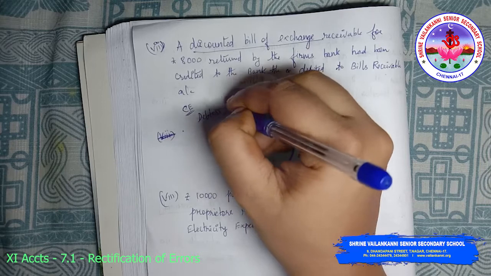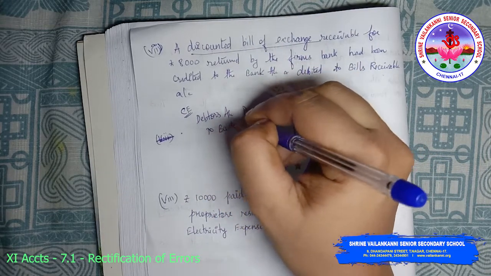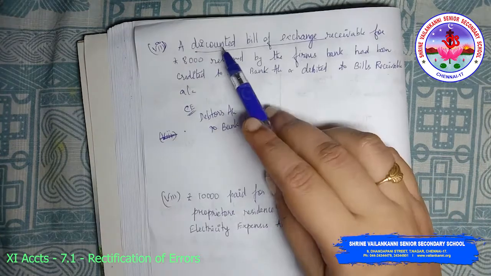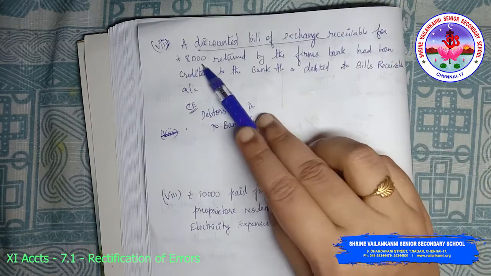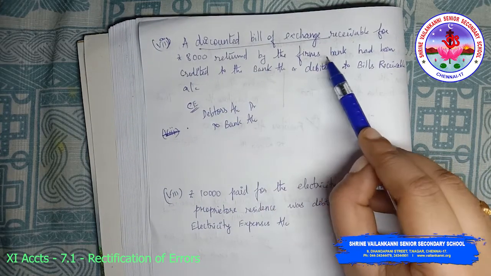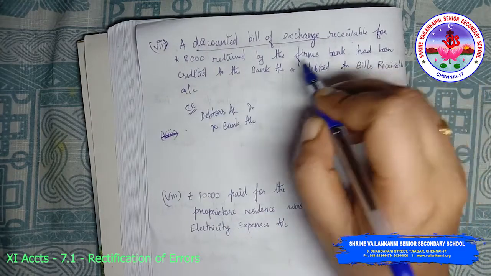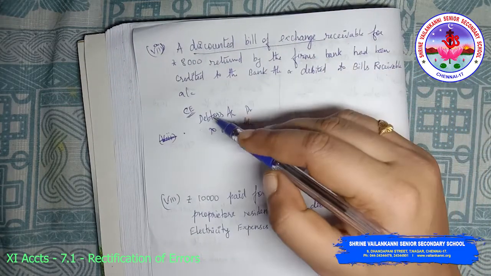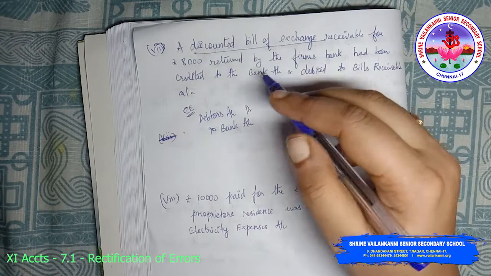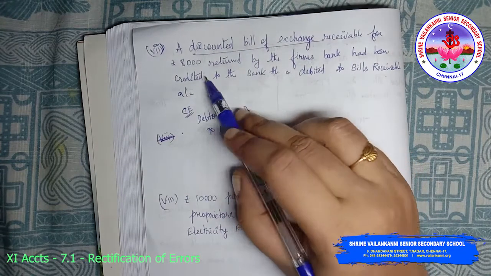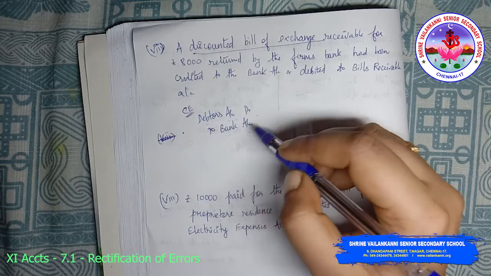debtors account debit to bank account. Okay, this will be the correct entry, because discounted bills of exchange receivable for 8,000 returned by the firm's bank. So returned means it is dishonored. So debtors replaced. Debtors means they have to pay us money. The bank will not discount it. They have to repay the money. So debtors account debit to bank account. This is the right entry.